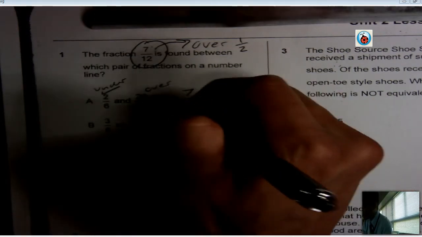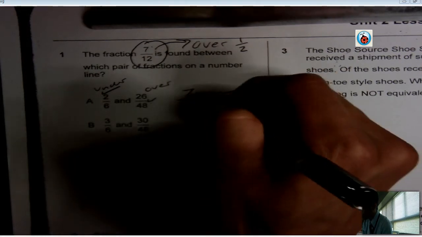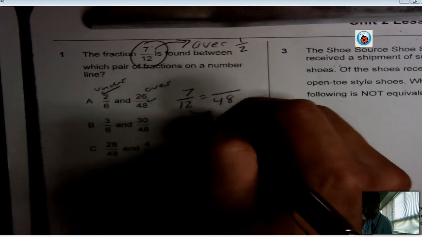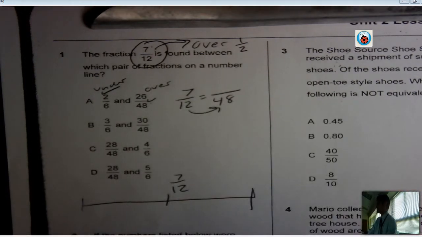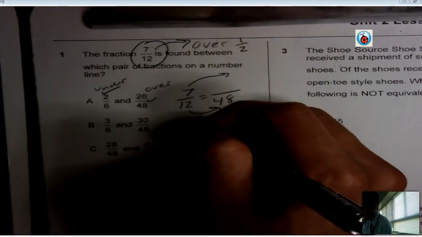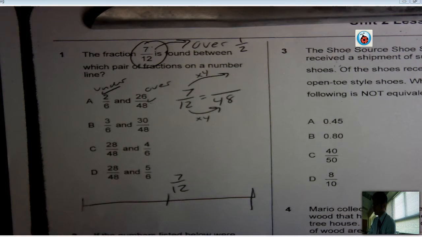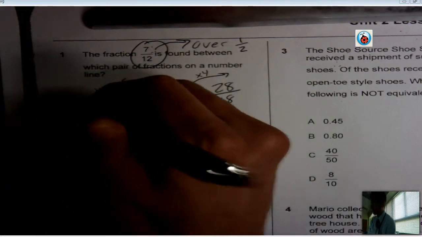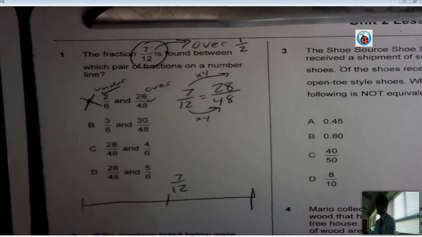So what we're going to do is turn this into a fraction out of 48. Okay? So let's see, what is it equivalent to? 12 times what equals 48? Anybody know that off the top of their head? That's going to be 12 times 4. And then 7 times 4 is going to be what? 28. So our 7/12 is bigger than this fraction right here, so this A is not going to work because it's over it. It needs to be in the middle of those two numbers.